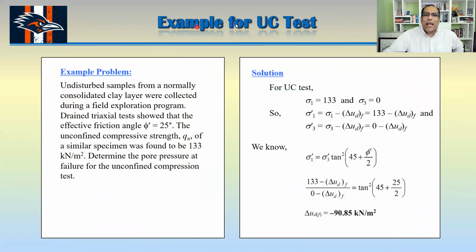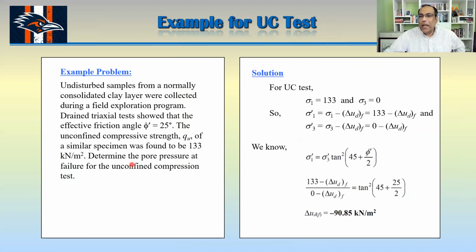Now let's do an example for the UC test. This one is saying that undisturbed samples from a normally consolidated clay layer were collected during a field exploration program. A drained triaxial test showed that the effective friction angle phi prime is 25. The unconfined compression strength QU of a similar specimen was found to be 133 kilonewton per meter square. Determine the pore water pressure at failure for the unconfined compression test.